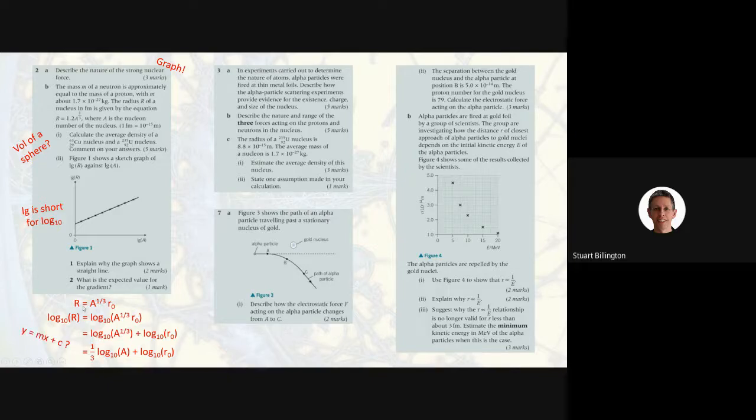And now hopefully you can see that this is starting to look like y, which is why they've put log r on the y-axis, equals m, which is why this thing's sloping, x, which is why they put log a on the x-axis, plus c, which is why there's an intercept here. So that's your answer for 1 and 2 there. Try not to peek at this when you're doing it for yourself.